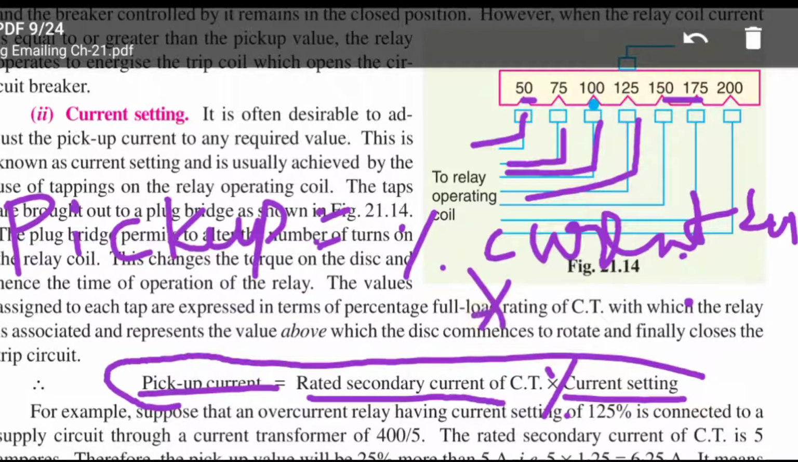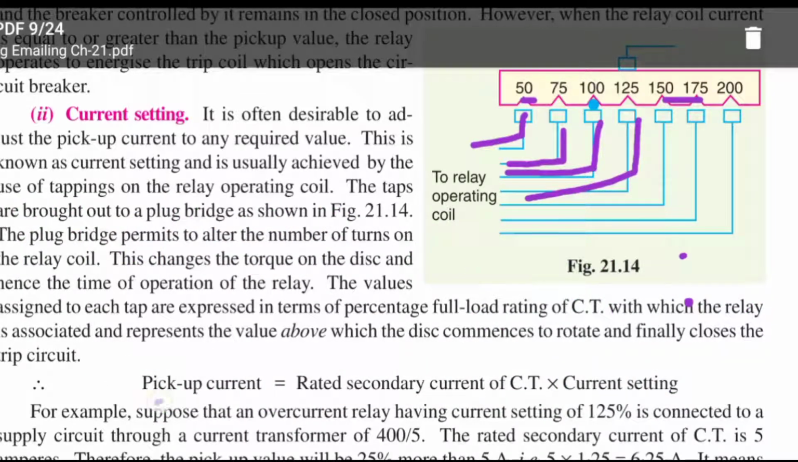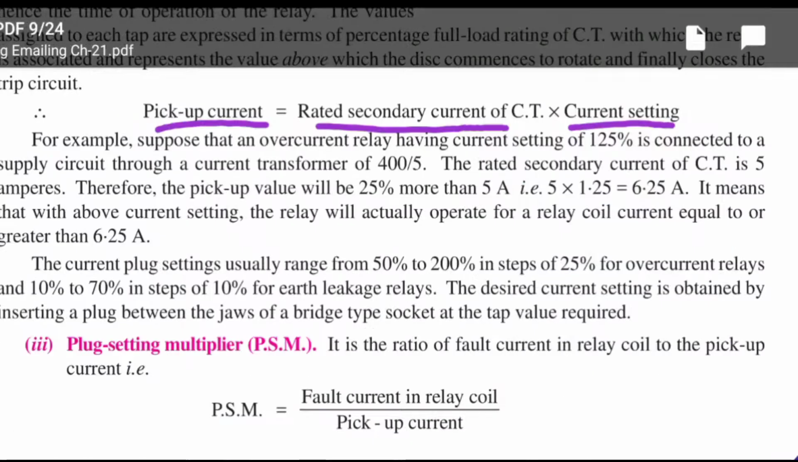Rated secondary current of CT means the secondary current. What is the rated current? If 1000 amps is there, 50 amps is the rated current, like that. You know the rated current of secondary of CT. Pickup value, how can you determine from the plug bridge? Percentage current setting into rated secondary current of CT, or we can represent it like this also: pickup current is given by rated secondary current of CT into current setting. This formula you have to remember. For a longer time it will be helpful to you.